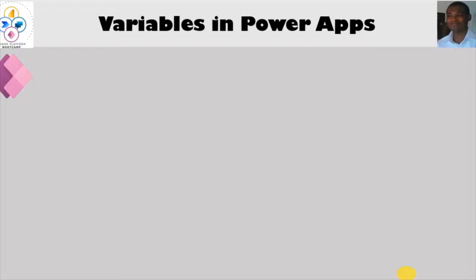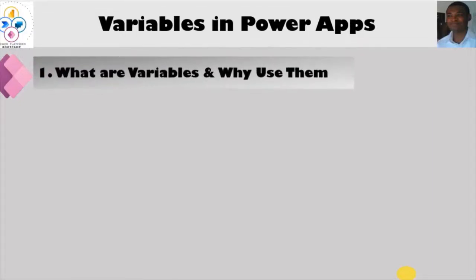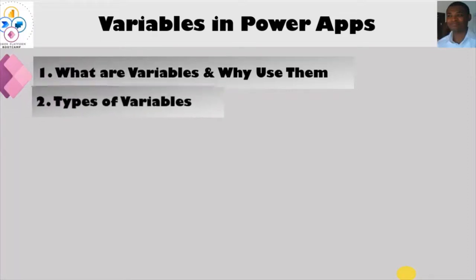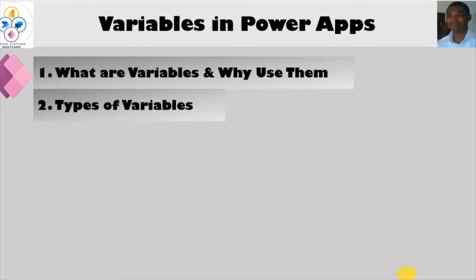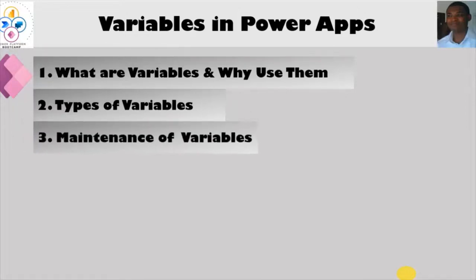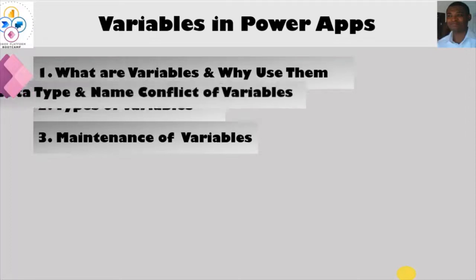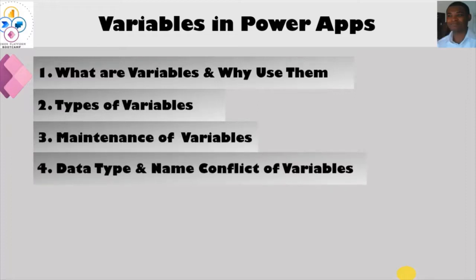So for today, our content will be that we are going to look at the meaning of variables and why we are supposed to use them. We are going to look at the types of variables. We are also going to look at how we are going to maintain the variables, where we have so many variables, how we are going to maintain them. We're also going to look at data types and name conflict of variables. And then we are going to have practical or hands-on on how to use variables.